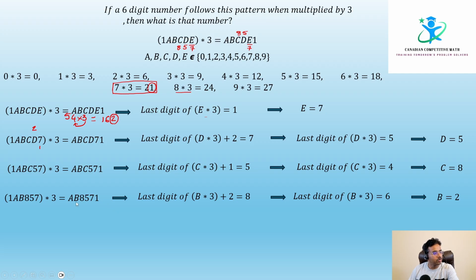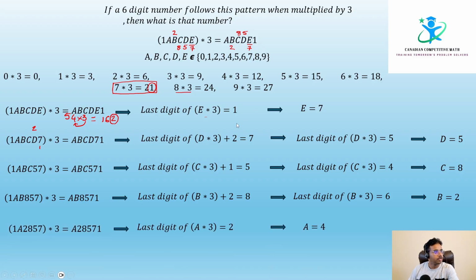The 1000 position 8 here will be formed when we multiply the digit B with 3 plus, since we have residual 2, the last digit of B times 3 plus 2 will be equal to 8. The last digit of B times 3 will be equal to 6. So B equals 2. That's only possible when B equals 2. So now we have B here as 2.